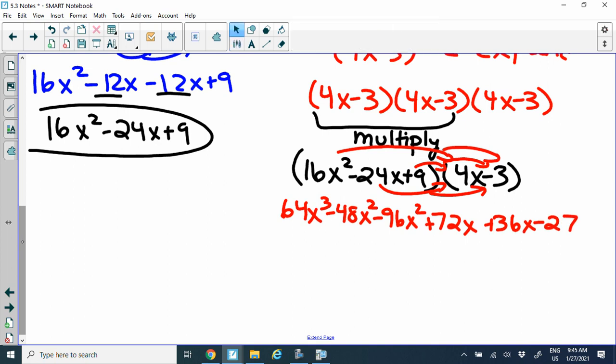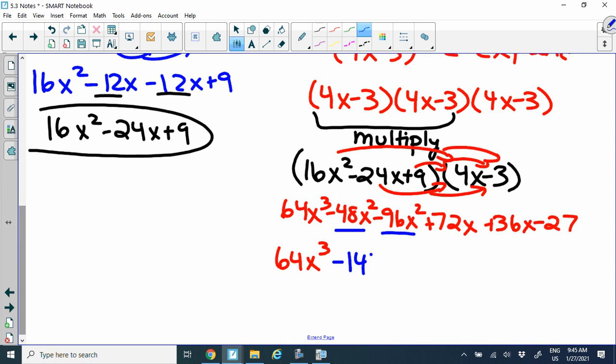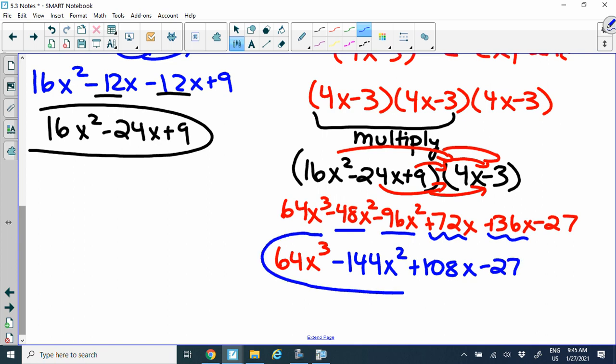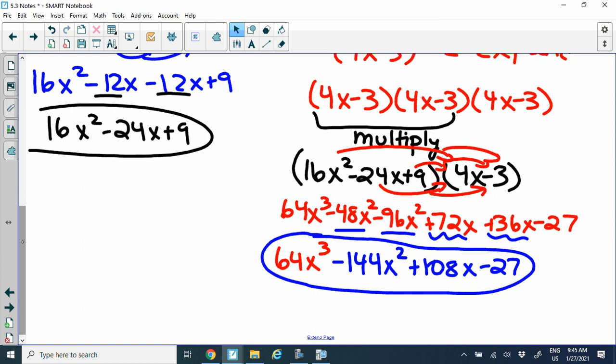Now we need to combine our like terms. So 64x cubed, that can't be simplified or combined with anything, but those x squareds can. So I'm going to do negative 48 minus 96, and that gives me negative 144x squared. And I can combine my 72x and the 36x. That gives me plus 108x, and then I have my minus 27 since I can't combine it. Okay. So just be careful, especially when you have those exponents. Don't distribute them. It really means to expand, so you have that many factors.